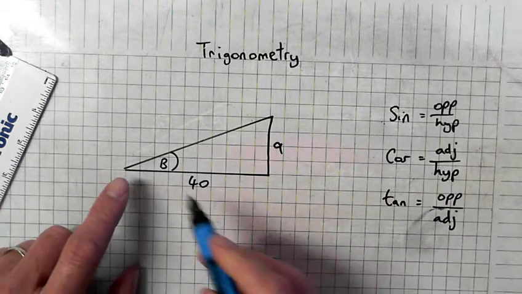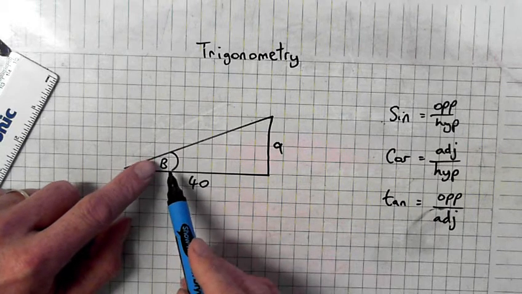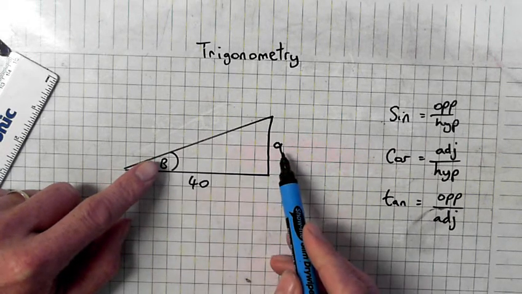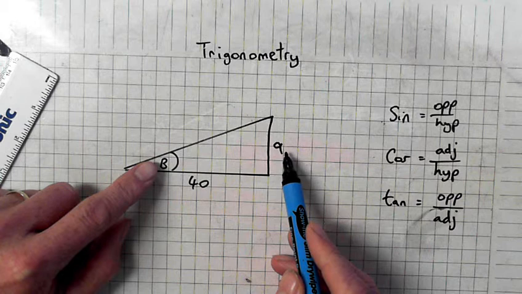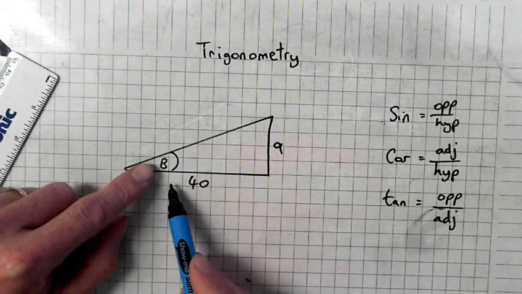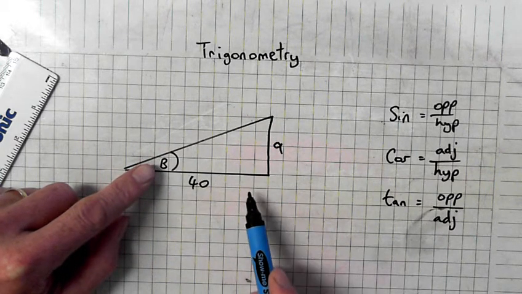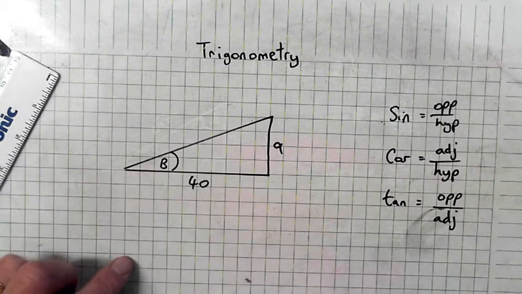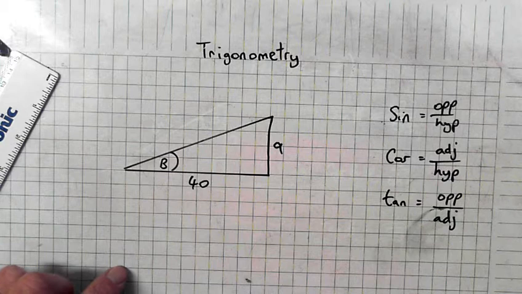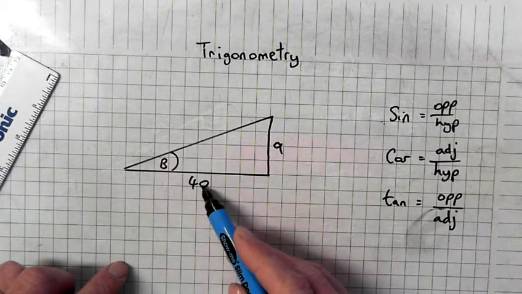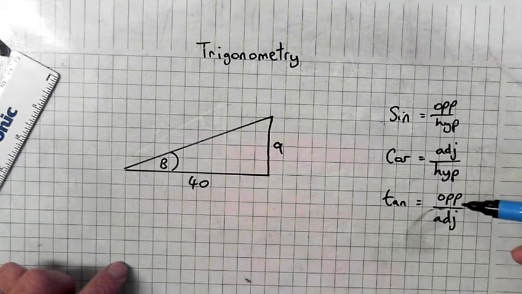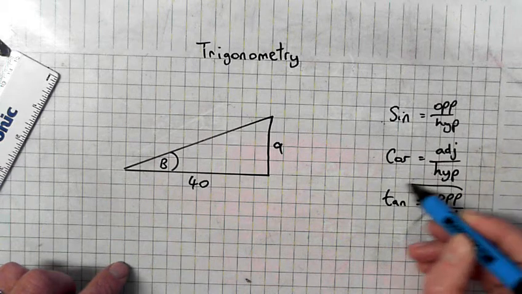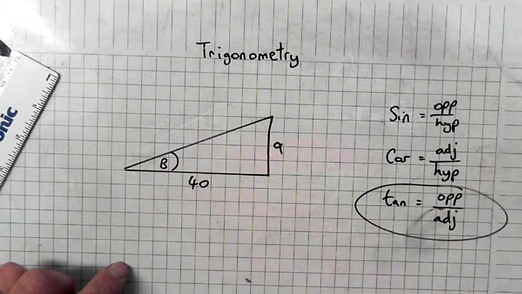Right, so if I'm standing here, what two sides do I have? I have that side, which is called the opposite. That's the hypotenuse, which is always the longest side. So I have the opposite and I have the adjacent. So which formula can I use? Which one has the opposite and the adjacent? Tan, this one here.